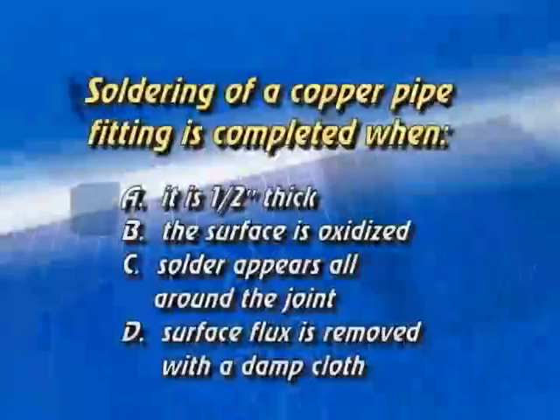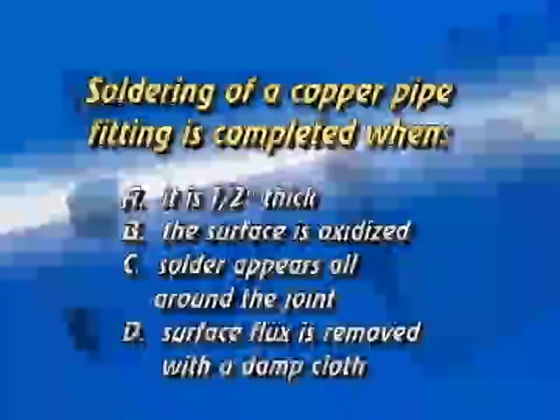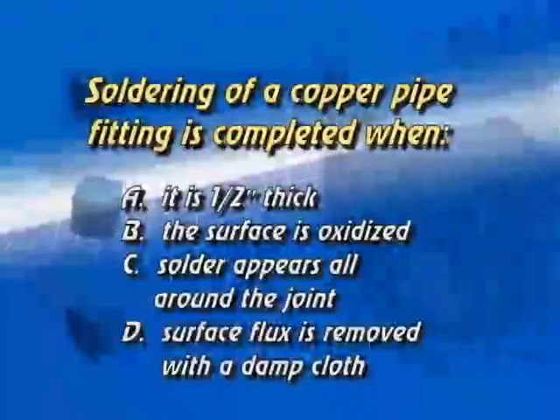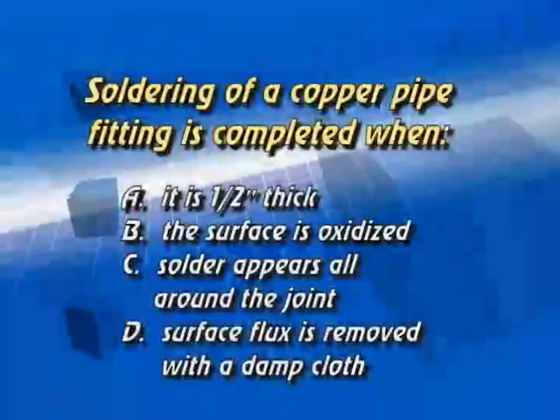16. Soldering of a copper pipe fitting is completed when A, it is a ½ inch thick, the surface is oxidized, solder appears all around the joint, or surface flux is removed with a damp cloth. C, solder appears all around the joint. I've been doing soldering for many years of my life. I still really enjoy doing it. There's kind of a magical moment when you can see the solder just all of a sudden slip around and come out as though a magical ring appears. And that indeed is the correct answer.